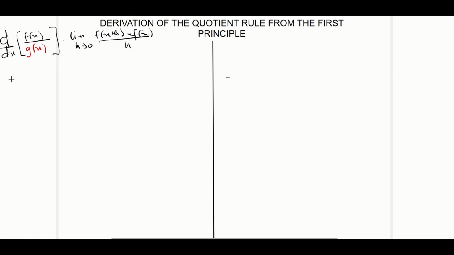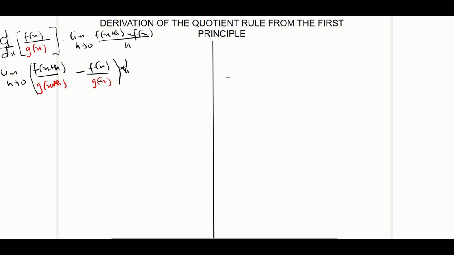So when we have this, it means that we are going to get the limit as h approaches 0 of f of x plus h minus f of x. By each of them, we know that this is g of x, so this is g of x plus h, minus g of x. Now everything is divided by h, so we are going to have all of this times 1 over h.